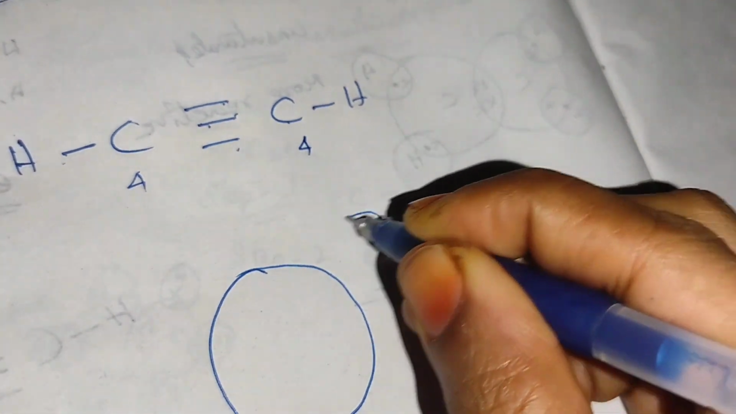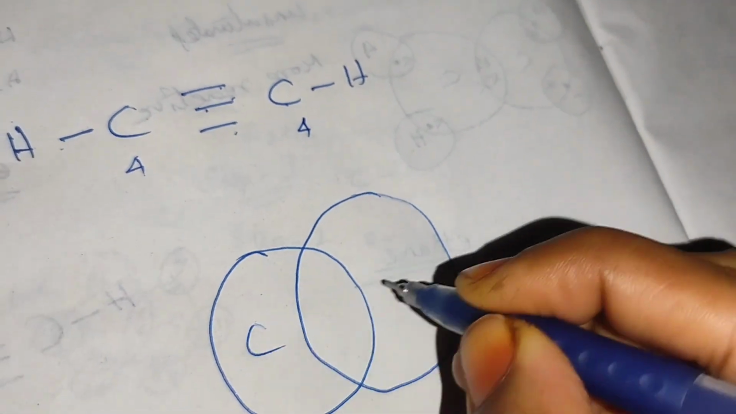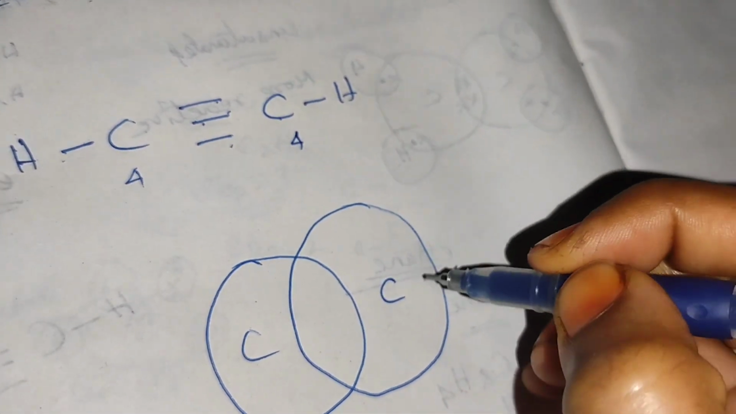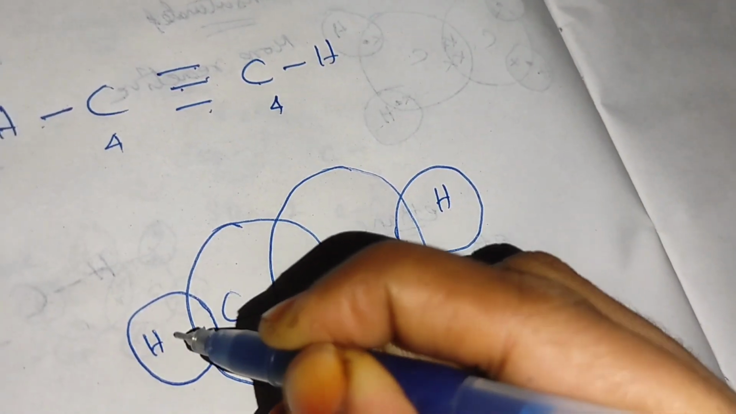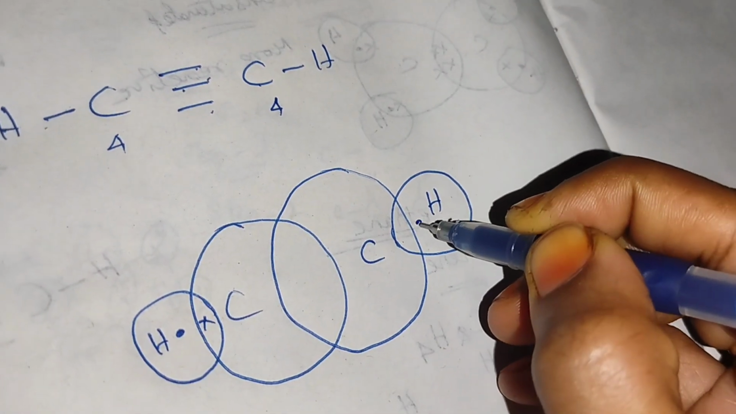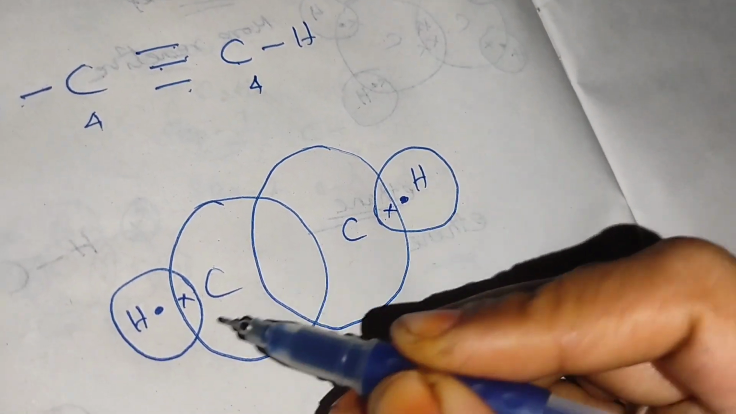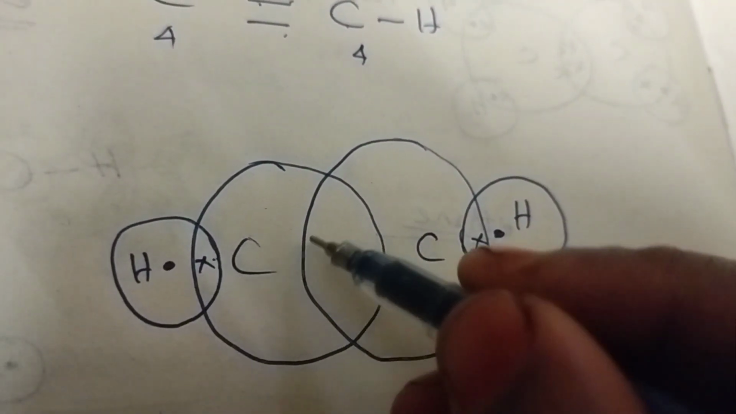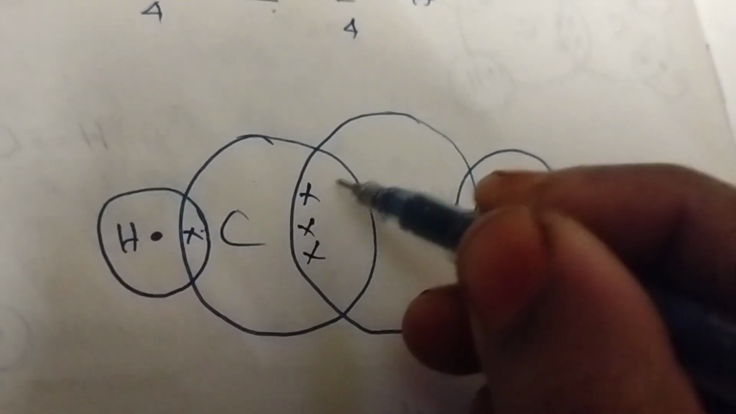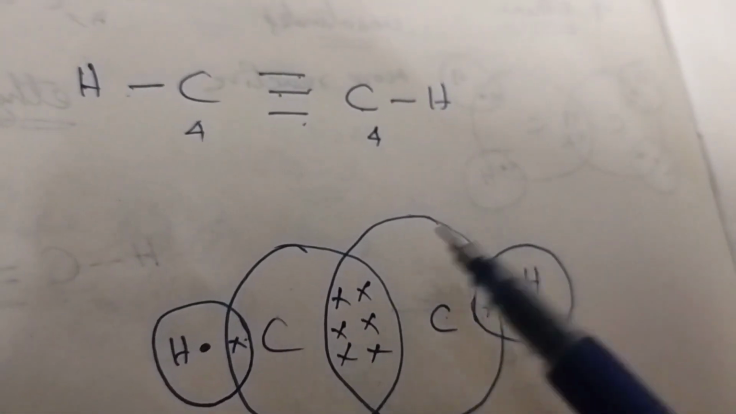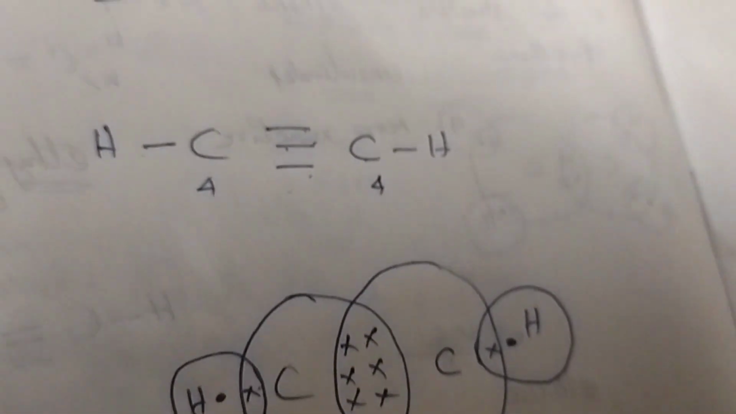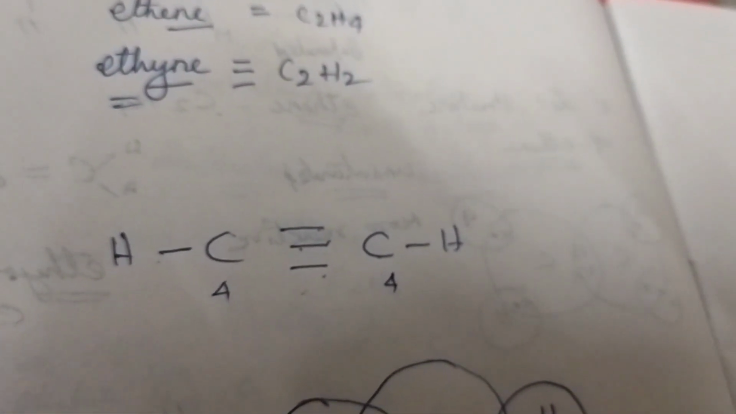1 carbon and 1 carbon. This carbon is joining with 1 hydrogen, and this is also 1 hydrogen. Only 1 bond is here, so the balance is 3 bonds. It has to share 3 electrons, and this one also 3 electrons. So this is the electron dot structure for ethyne. This is also an example of an unsaturated compound.